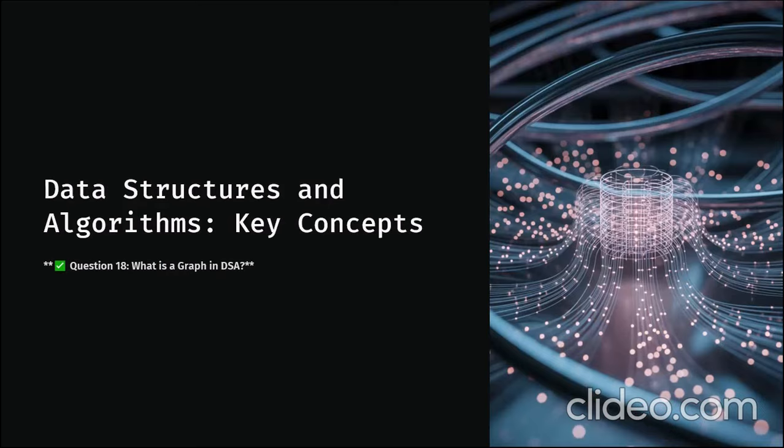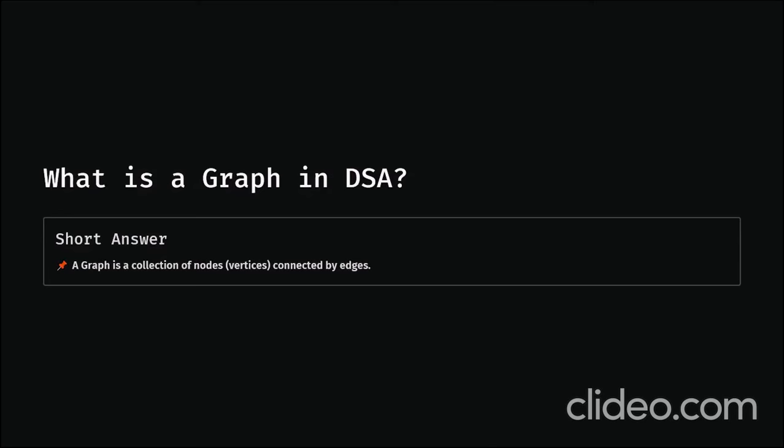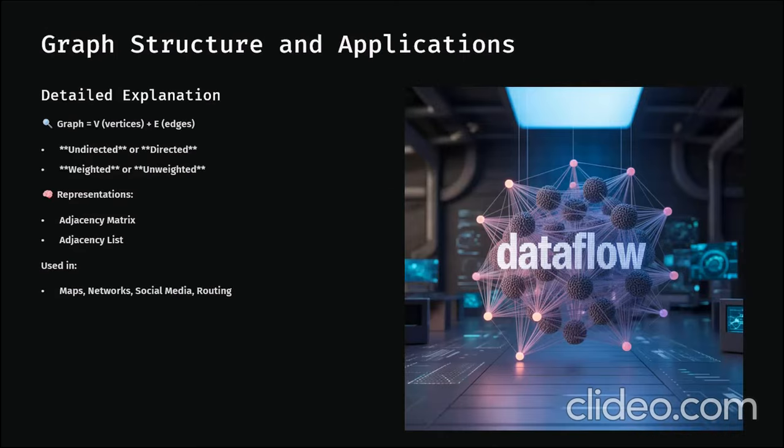And what is a graph in DSA? A graph is a collection of nodes connected by edges. The detailed explanation is: graph equals V vertices plus E edges. Undirected and directed graphs. Weighted or unweighted graphs.